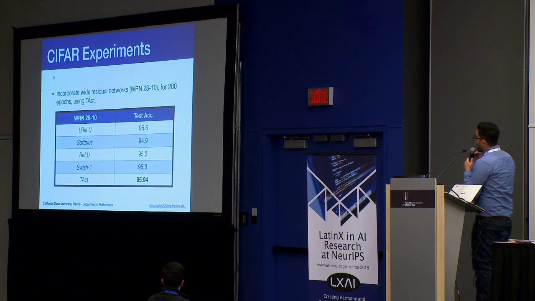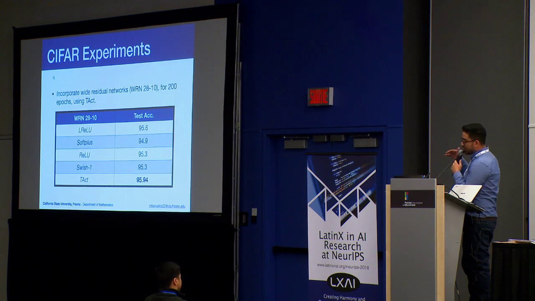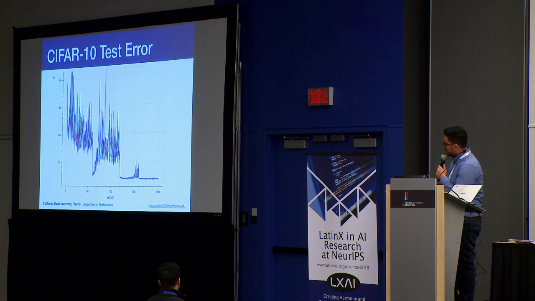After that, without making the students work even more after the program, I took it upon myself to incorporate some more recent architectures using TACT and other activation functions, and we see an improvement in test accuracy here. This is one of these standard plots where if you fix the learning rate and then decrease it after a certain number of epochs, we get comparable error rates.